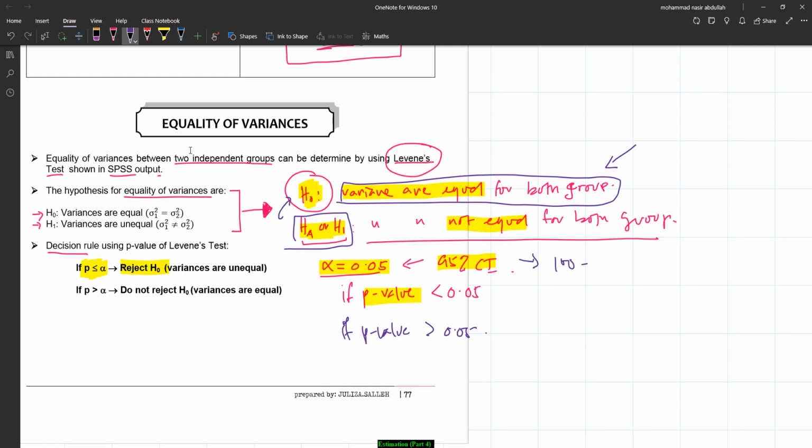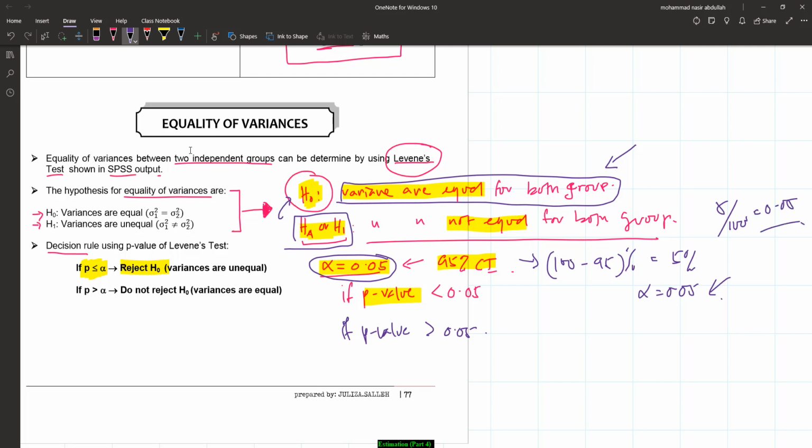100 minus 95%, right? So you're going to get 5%. So alpha will be 0.05. Alpha is the probability value, so we need to express it in terms of a probability value. Remember from last class, probability must lie between 0 and 1. That's why we convert it into a probability value: 5%, 5 divided by 100, which is 0.05.